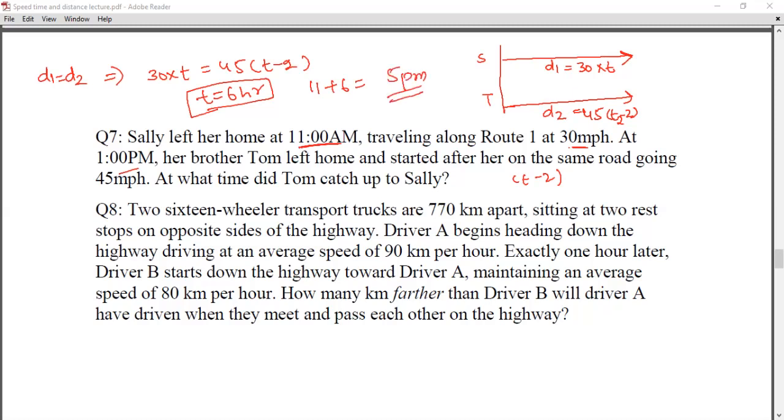This is our answer. Don't forget to change your time. So many times, in a hurry, you can choose your answer as 6. So don't commit that mistake.